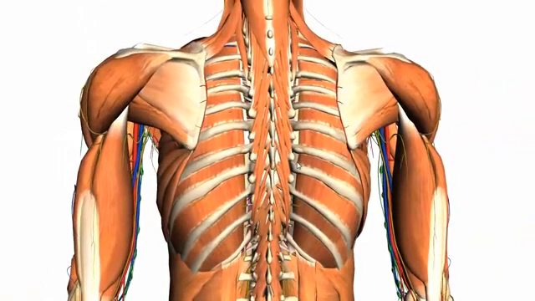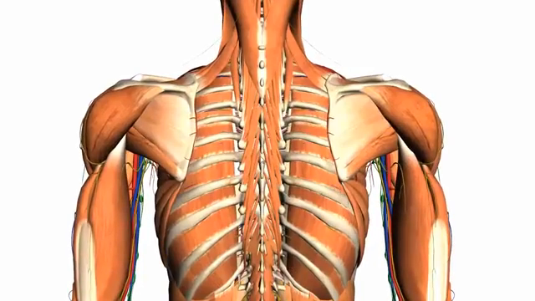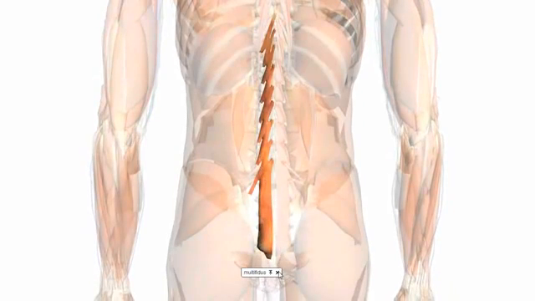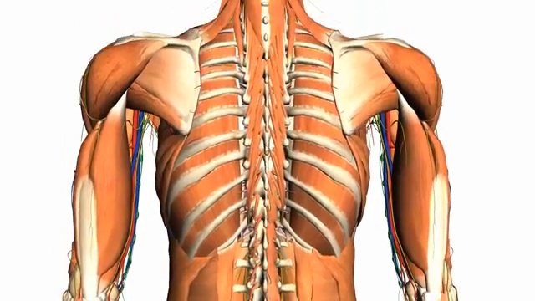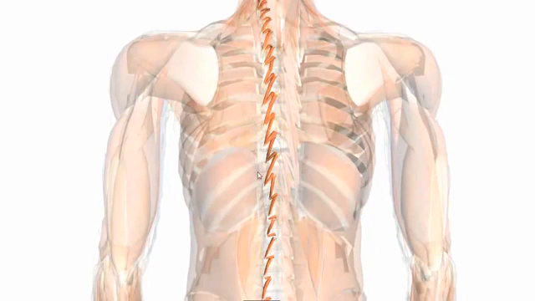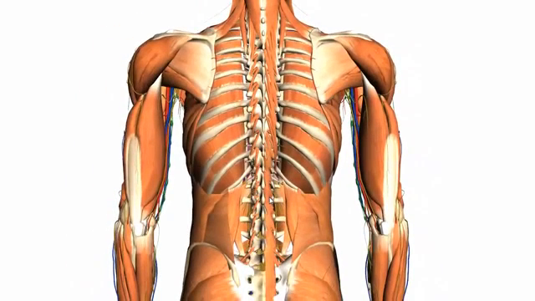Okay, so there are three transversospinalis muscles. The most superficial one is the semispinalis, and then you've got the multifidus, and the deepest transversospinalis muscles are the rotatores. So you've got the semispinalis, the multifidus, and the rotatores. And those muscles are called the transversospinalis because they connect from the transverse process to the spinous process.